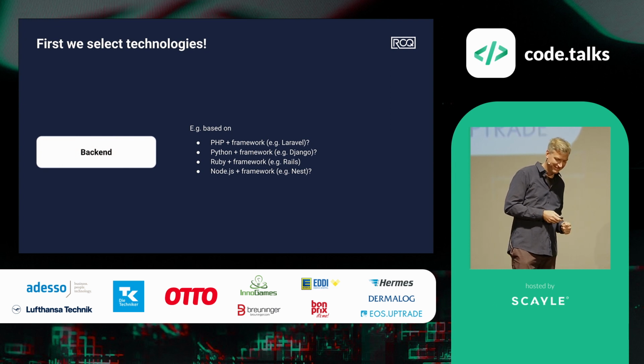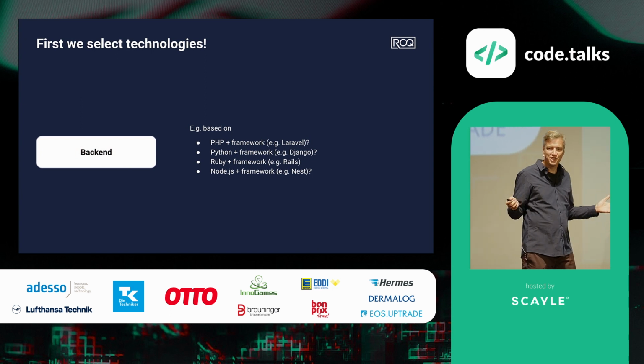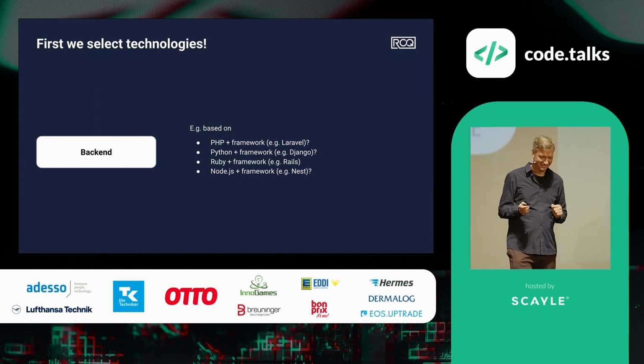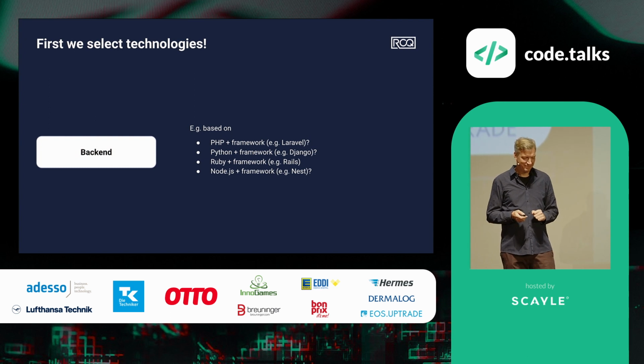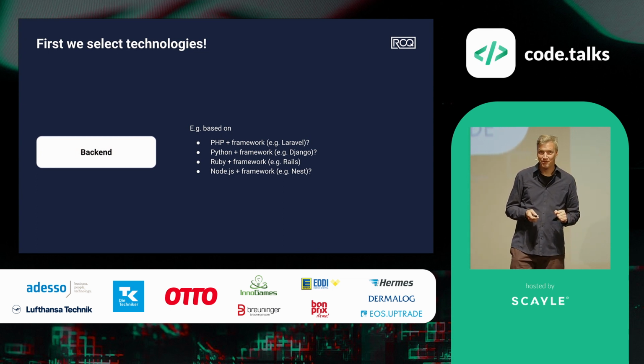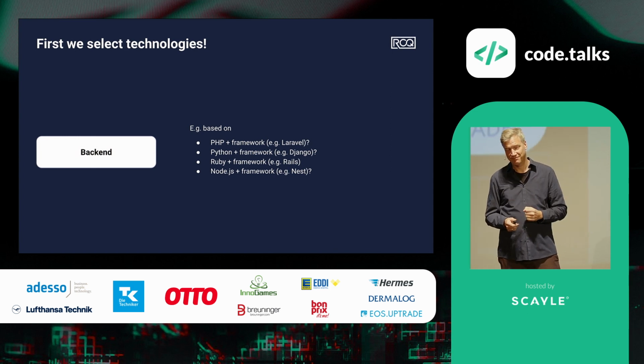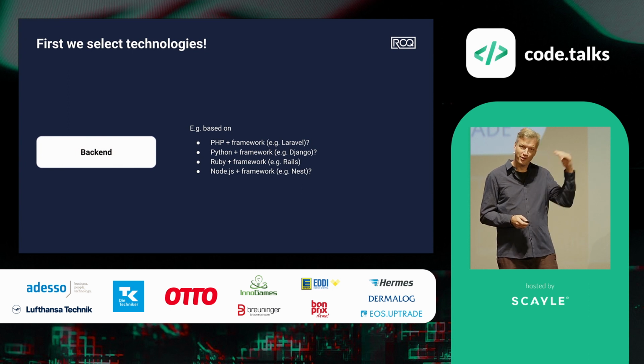Good. You could also use Python and Django. Would anyone build a web application with Python? Some brave ones. Cool. Would anyone use Ruby? Yeah, okay, cool. And Node.js? Would anyone use Node.js for building a web application? Yeah. I personally switched from PHP to Node.js because I like the idea of having the same language in front end and back end.